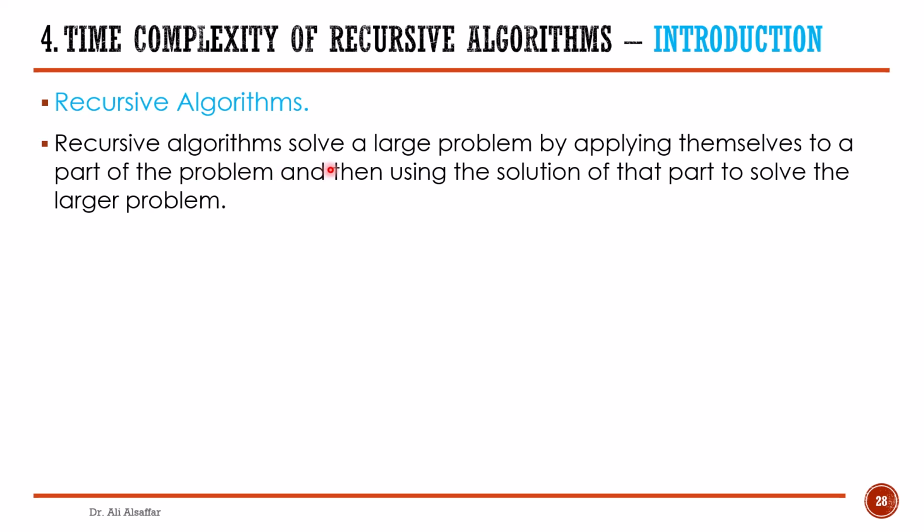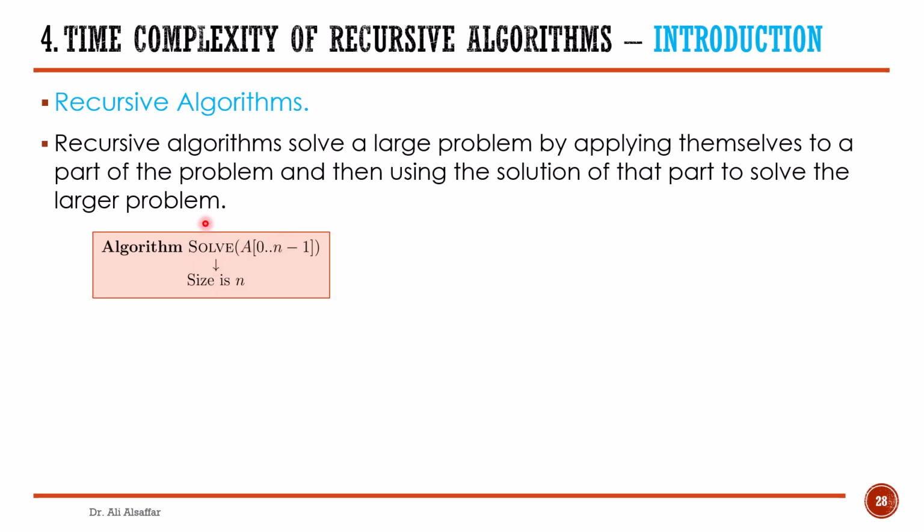Recursive algorithms solve a large problem by applying themselves to a part of the problem, and then using the solution of that part to solve the larger problem. So what do we mean by part of the problem? We mean in the recursive calls, the algorithm must supply data of size smaller than the size of the received data. Let me show you how by an example. Suppose you have an array of items with size n. We will show you two scenarios on how to make recursive calls with parts of this array with smaller sizes.